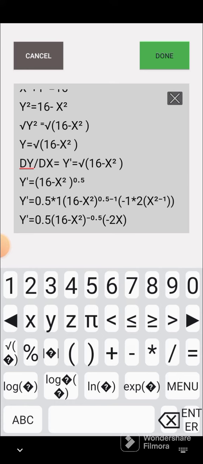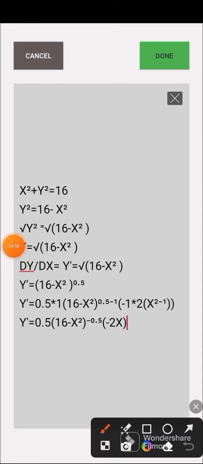And here we have to apply the law of indices. We want to eliminate the negative exponent. How do we eliminate the negative exponent? By applying the law of indices.